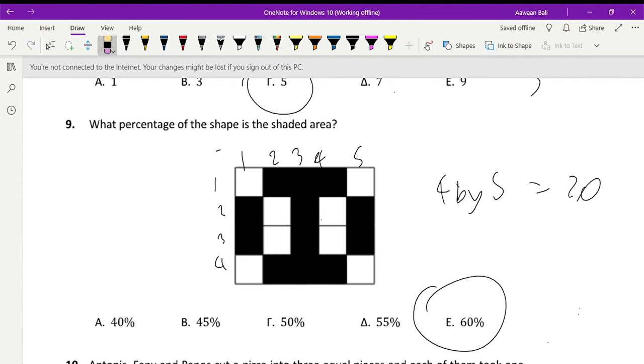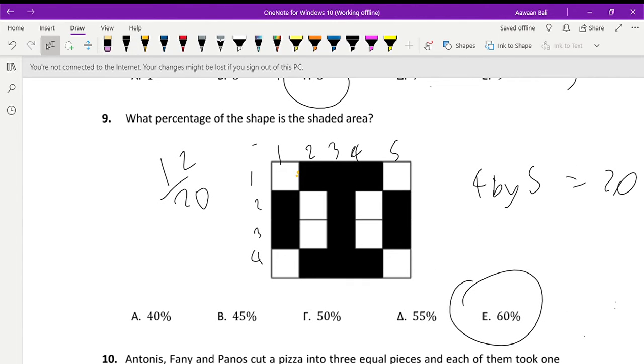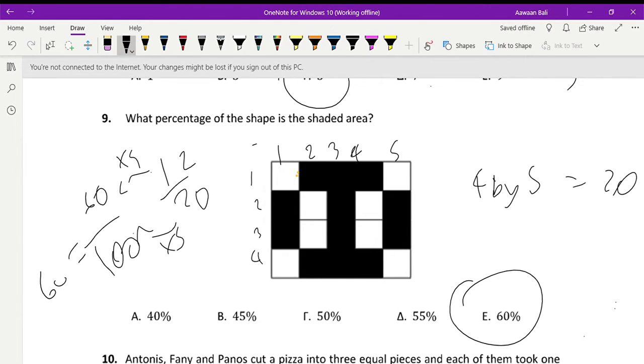And then we have 9. So 2, 4, 6, 9, and then 12. So basically 12 upon 20 is shaded. And then it's asking the percentage of the shaded part, which means since we know percentages are upon 100, you can multiply both sides by 5. So multiply by 5, you get 60 upon 100, which is equal to 60%.